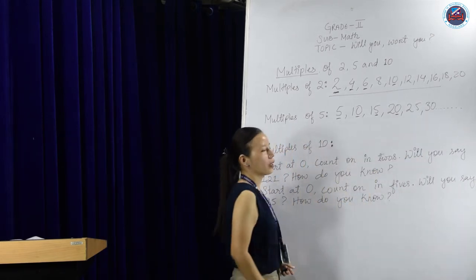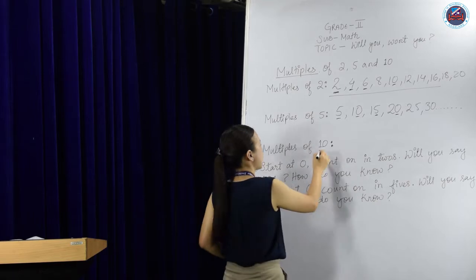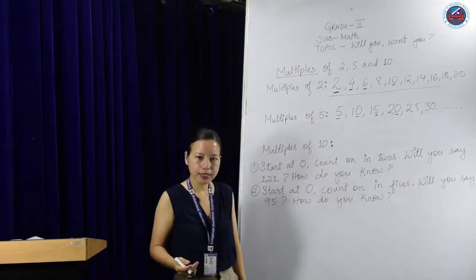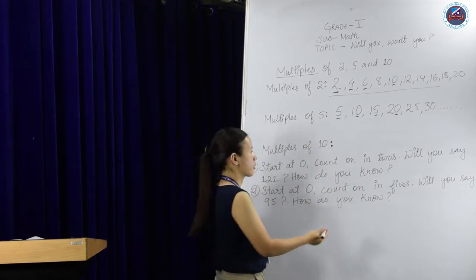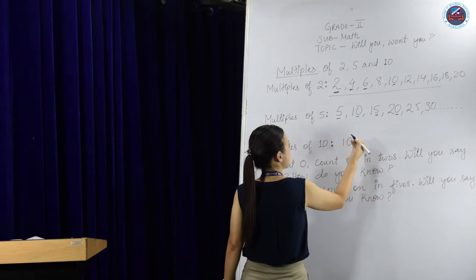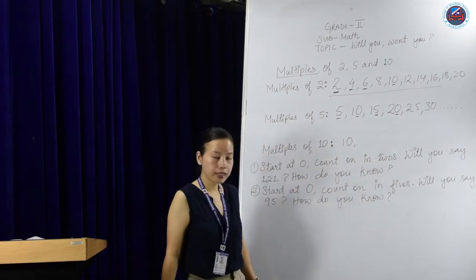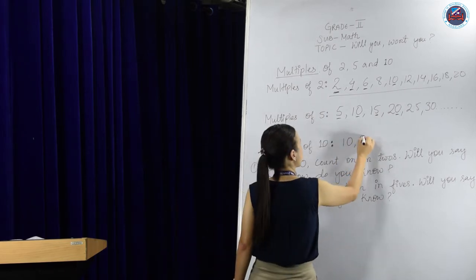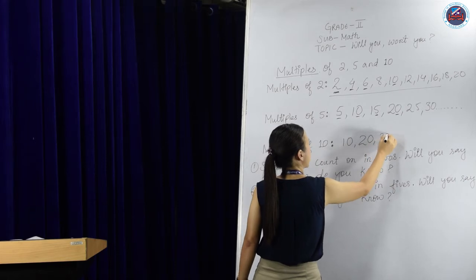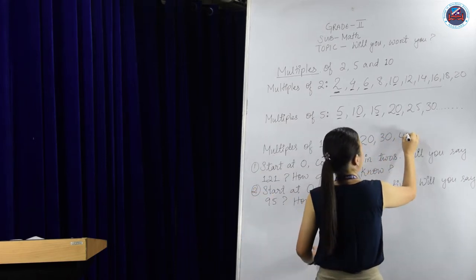That is the multiple of 10. So to find the multiples of 10, what we have to do is count on in 10 places. The first count will be 10, and 10 more counts you get 20, 30, 40, and so on.